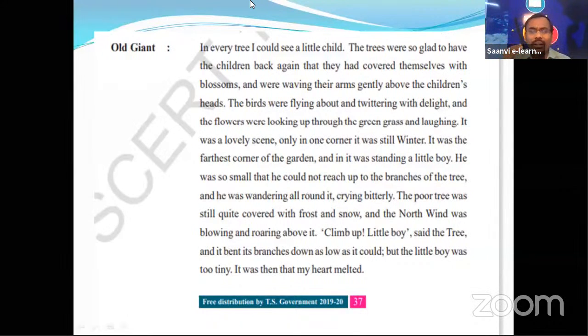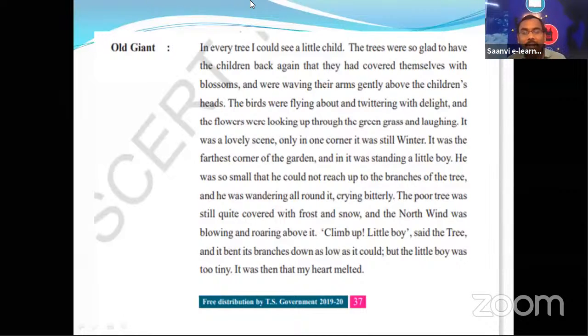"Climb up, little boy," said the tree. The tree wanted the little boy to climb up. To help the boy, the tree bent its branches down as low as it could. But still, the little boy was too tiny. He was too small to climb up the tree and sit in its branches.